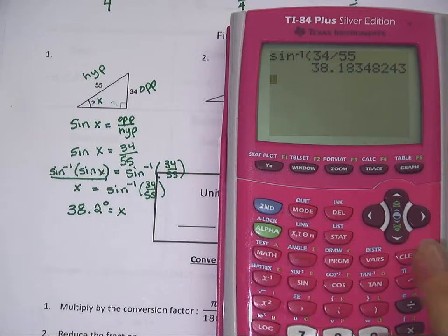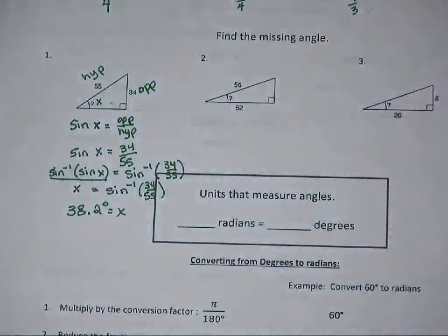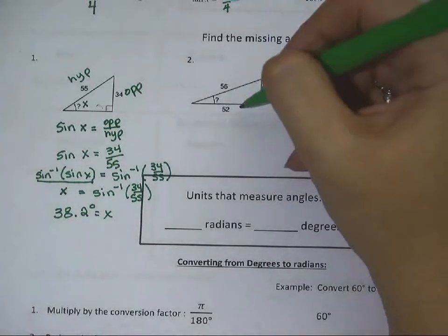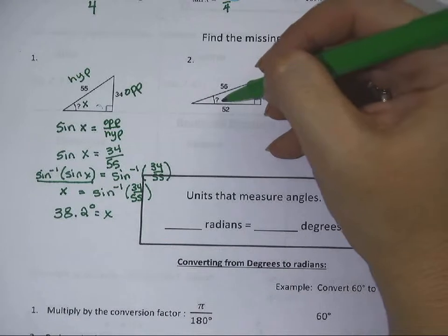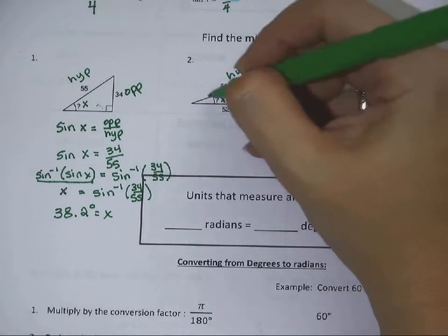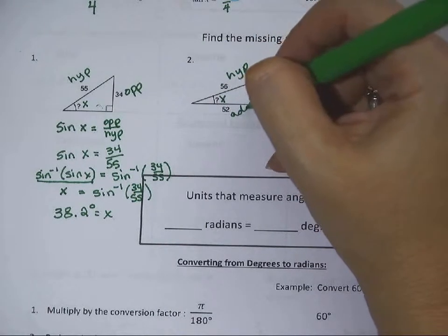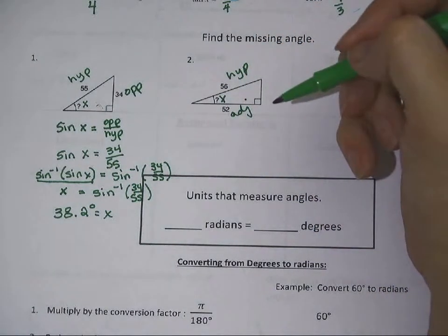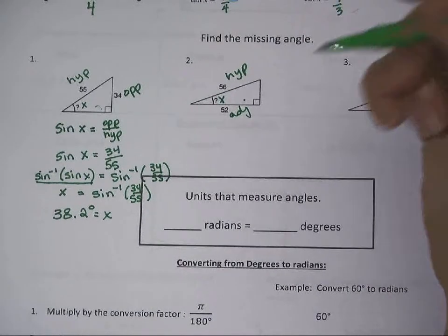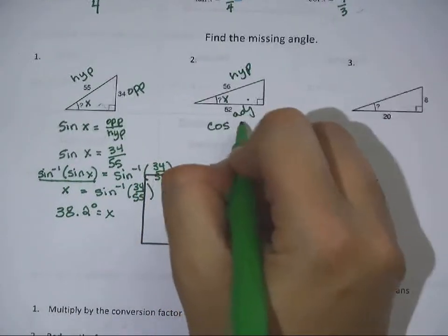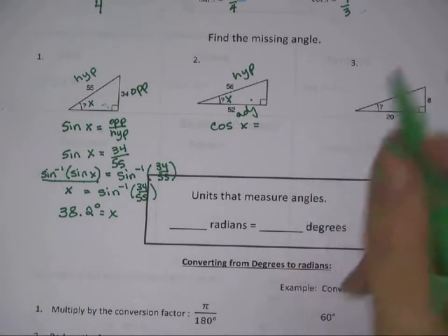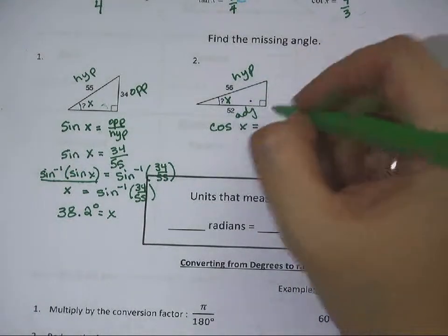Okay, let's do the next problem. Do you remember the steps? First step, write down on your triangle what these sides are. Well, if that's the angle I'm looking at, this is the hypotenuse, and this is the adjacent. And then I think which one from SOHCAHTOA has adjacent and hypotenuse? Well, that's cosine. And cosine is adjacent over hypotenuse, so that's 52 over 56.